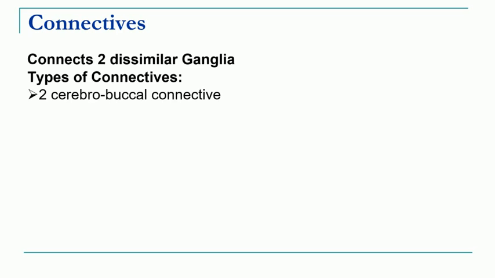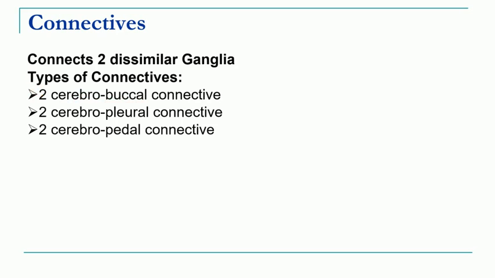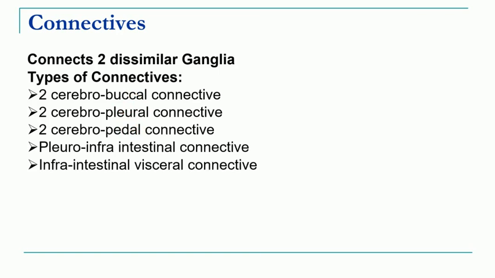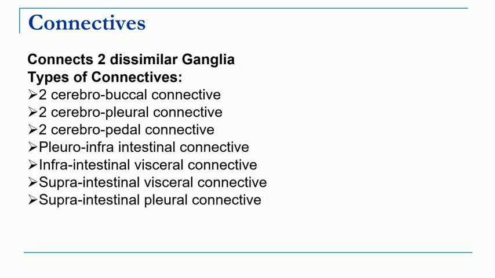There are two cerebrobuccal connectives. Why two? Because there are two cerebral ganglia as well as two buccal ganglia. There are two cerebropleural connectives. There are two cerebropedal connectives. Because cerebral ganglia are two in number, and buccal, pleural and pedal ganglia are also two in number. Then we have a single pleural infraintestinal connective, a single infraintestinal visceral connective, a single supraintestinal visceral connective and a supraintestinal pleural connective.